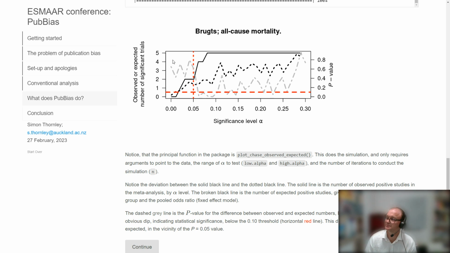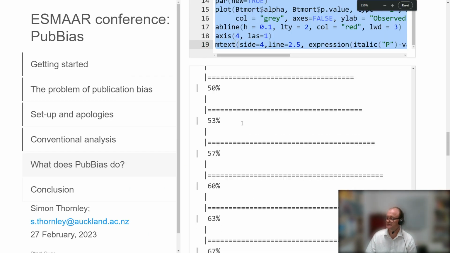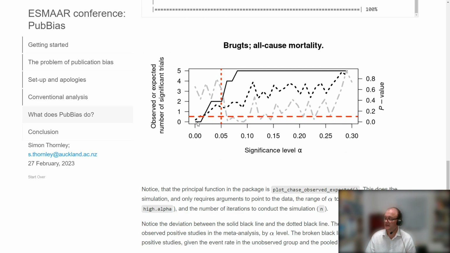So what do we see? Well, this is a summary of the results, and here we have the solid black line, which has the steps, is the observed number of positive trials. So at very low levels of significance, none is significant, then we jump up to 2, and then as we increase the significance level alpha, jump up to 4, and then finally to 5. Now, this is the expected number of positive trials, and we find that as we increase alpha, the number of positive trials slowly increases as well.